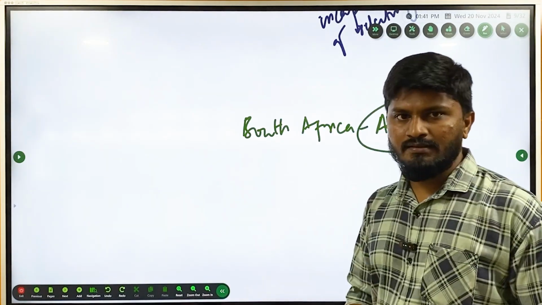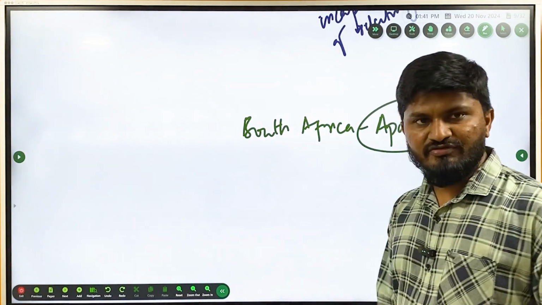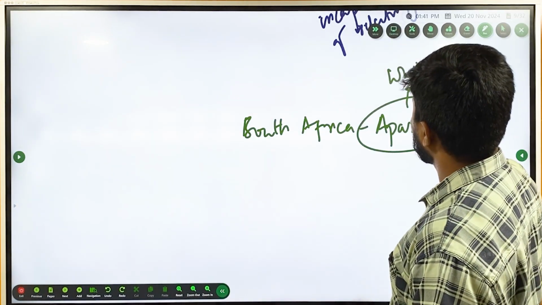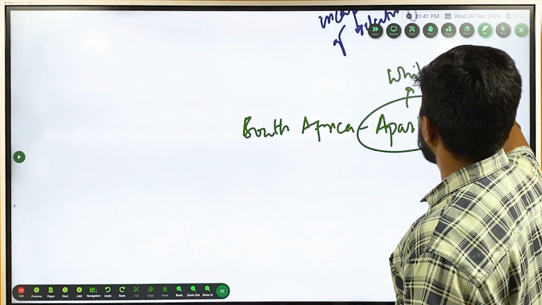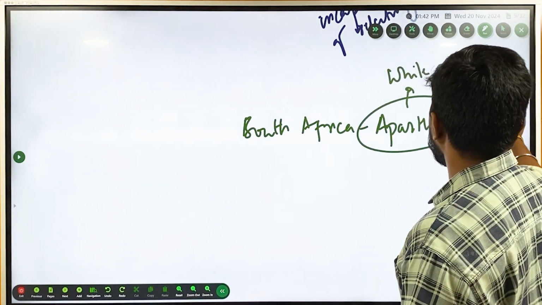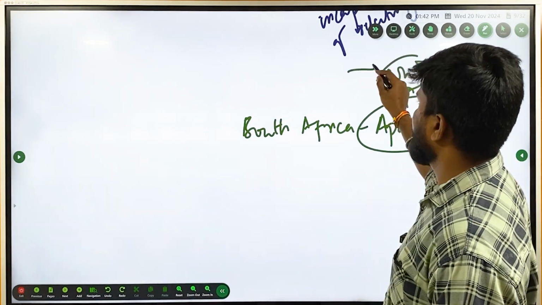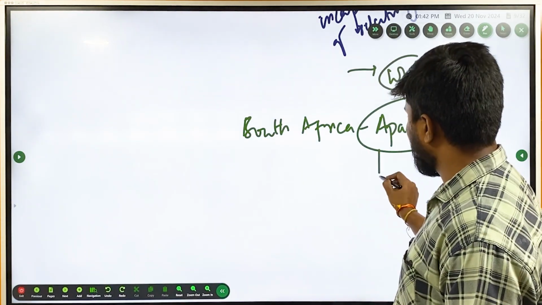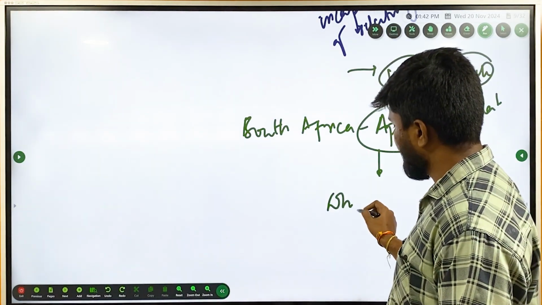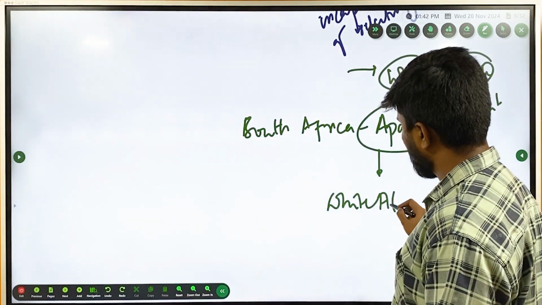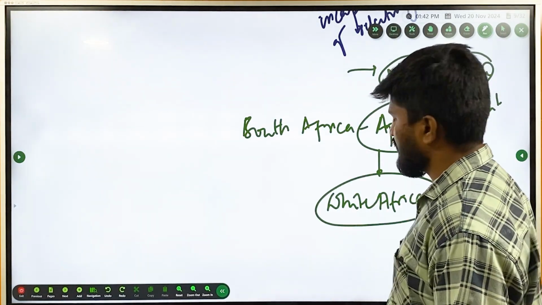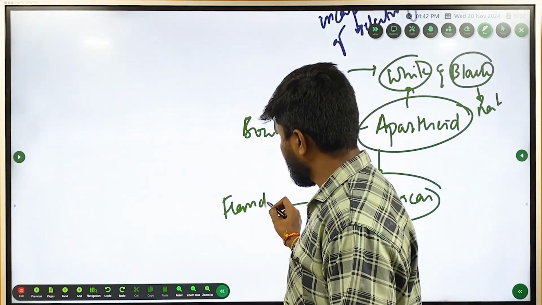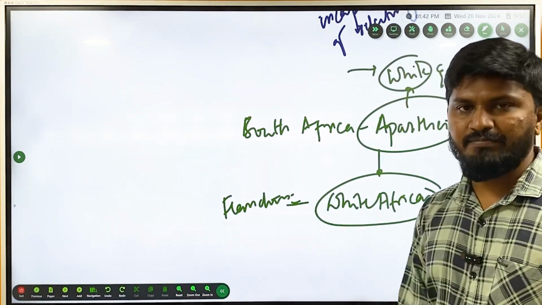Okay, in apartheid in South Africa there are mainly two communities, white South Africans and black South Africans. The black South Africans were the natives of South Africa, and the whites were the ones who conquered South Africa, and they belonged to Europe. Under the apartheid system, only white South Africans had the right to vote. So the franchise here was only for white people.